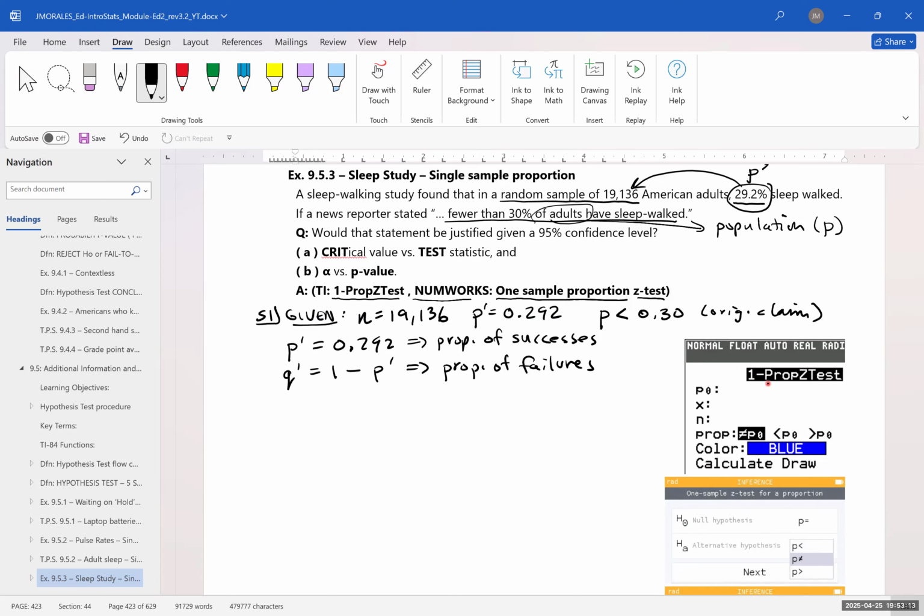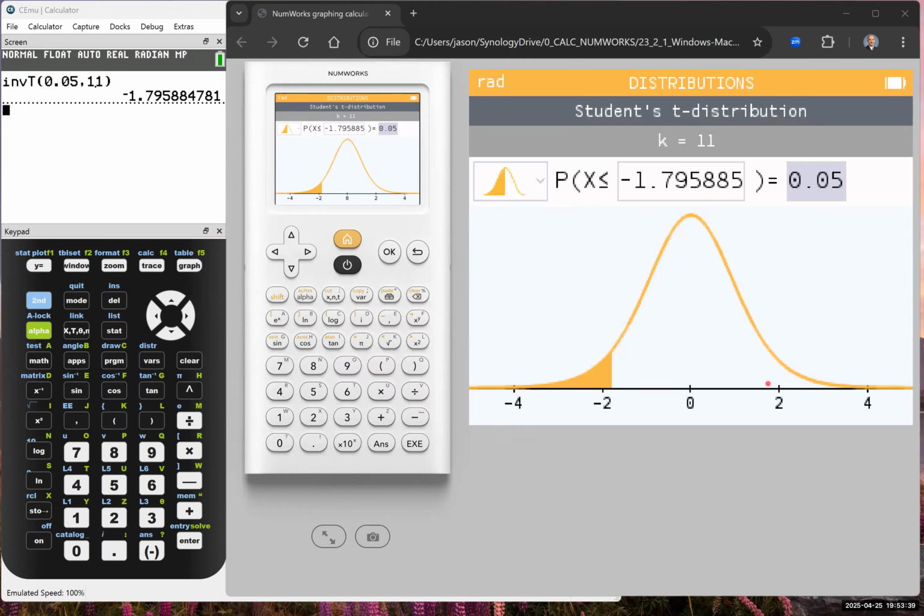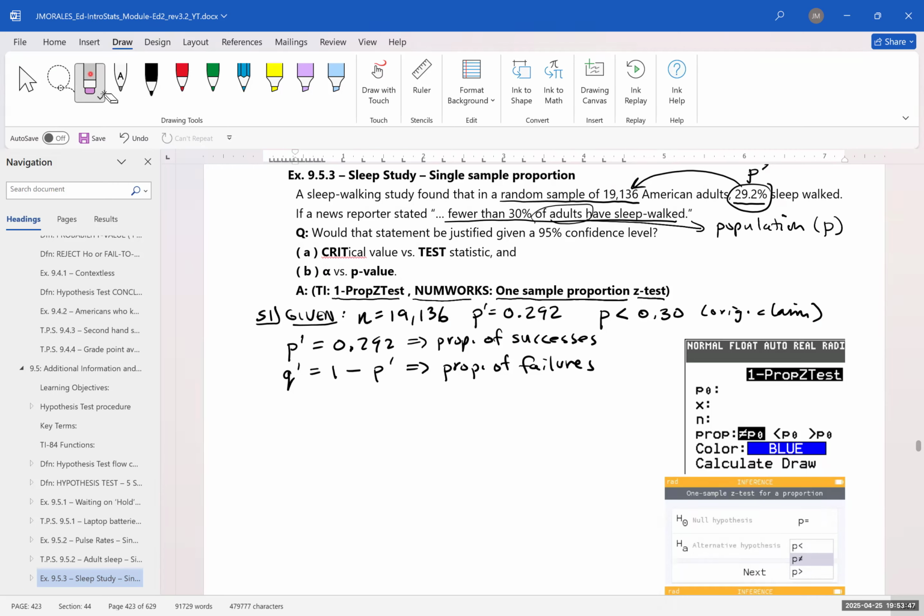Wait a minute. Actually, it shouldn't be p prime and q prime I should be calculating. It should be p and q. I'm sorry. Let's do that. What I'm telling you wasn't wrong for sample proportion of successes and failures. But the value that we would use if we were manually calculating things would be population. So let me change this to 30%. The proportion of successes with the population is 30%. And so the proportion of failures with the population is then going to be 70%. So 1 minus 0.30.